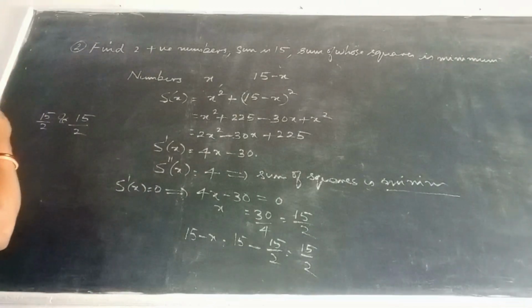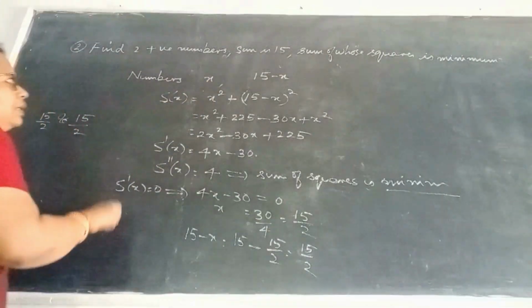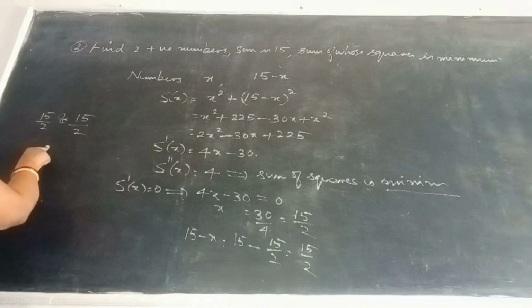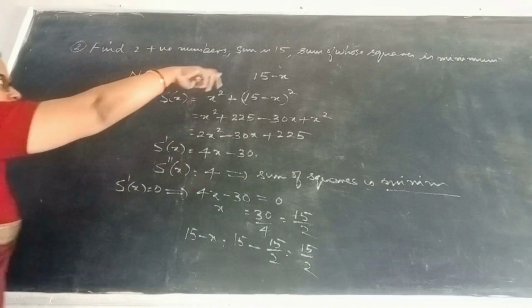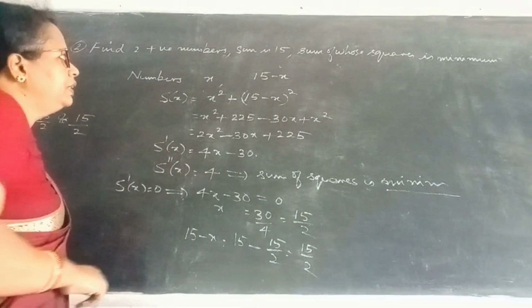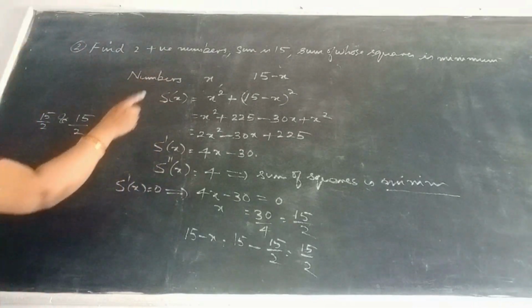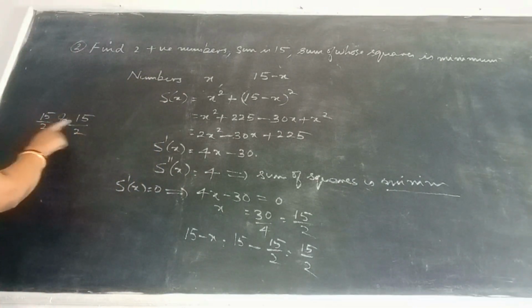So note that when the sum of squares is minimum, the two numbers are equal. The same question can be asked when the sum is 24. The question is, the sum is 24. What are the two positive numbers? It will be 12, 12.